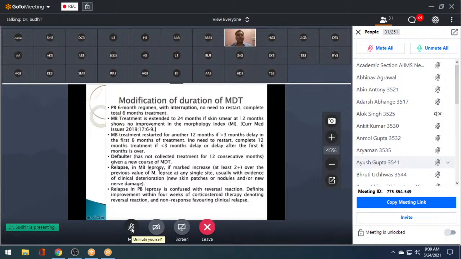Relapse. Yes, in multibacillary leprosy, there can be relapse. If there is a marked increase, at least 2 plus, in the slit skin smear examination over the previous value of Mycobacterium leprae at a single site, then in case of relapse you have to again start MDT treatment for multibacillary. It may have been paucibacillary or multibacillary in the previous condition, but if there is relapse, then you have to switch over to multibacillary treatment. Okay, for 12 months.